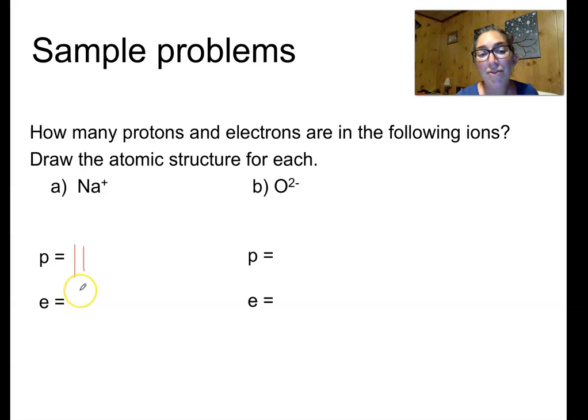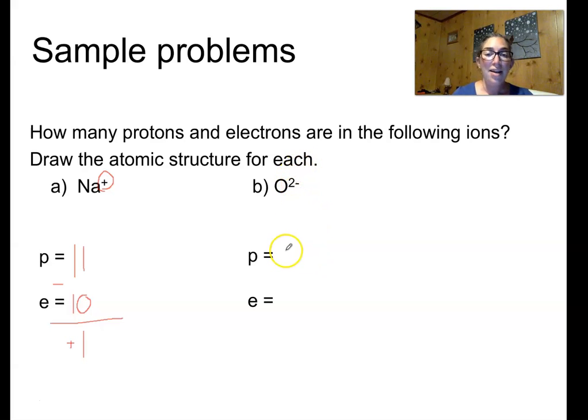Now, if this was an atom of sodium, it would have 11 electrons, but it's not. It's an ion of sodium, and it has a positive charge, which means there are more protons than there are electrons. And since that positive charge is just one positive charge, that means that there are 10 electrons and 11 protons. We did a little subtraction here. You should be able to figure out the charge by doing subtraction, protons minus electrons. So 11 minus 10 is indeed 1, positive 1. So that's how we figure out that there's 10 electrons.